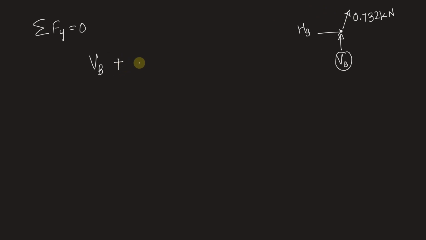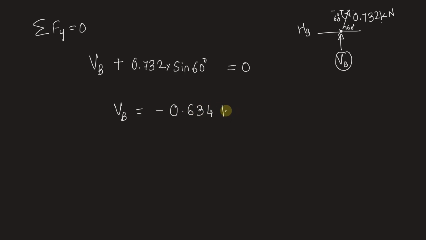So we have plus 0.732, but its vertical component. So this angle was 60 degree. This will also be 60, being the alternate angle. So we have vertical component of 0.732 is nothing but sine 60 degree into sine 60 degree equal to 0. So VB is negative of 0.6339, which can be rounded off 0.634 kilonewton. We have the vertical reaction at B.